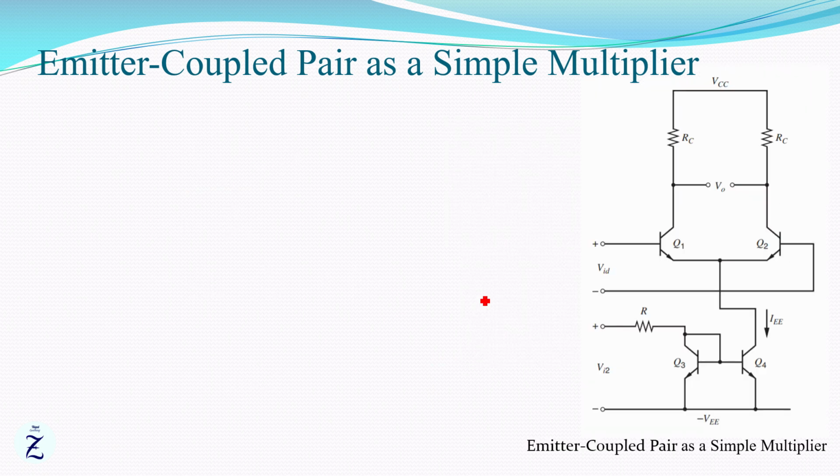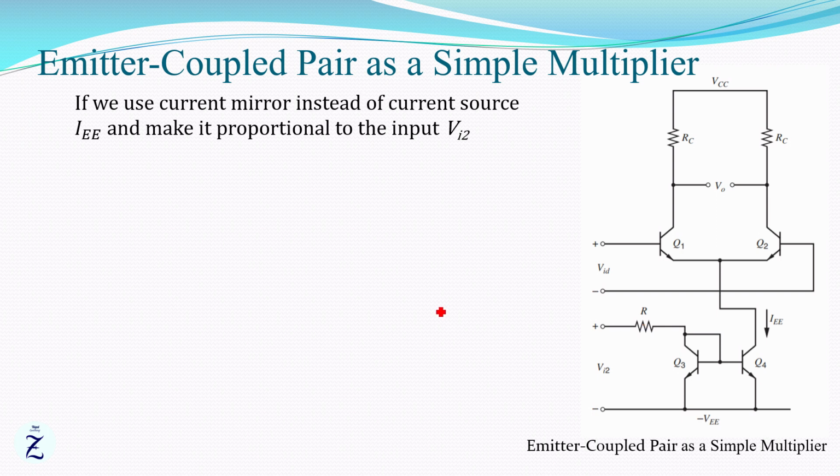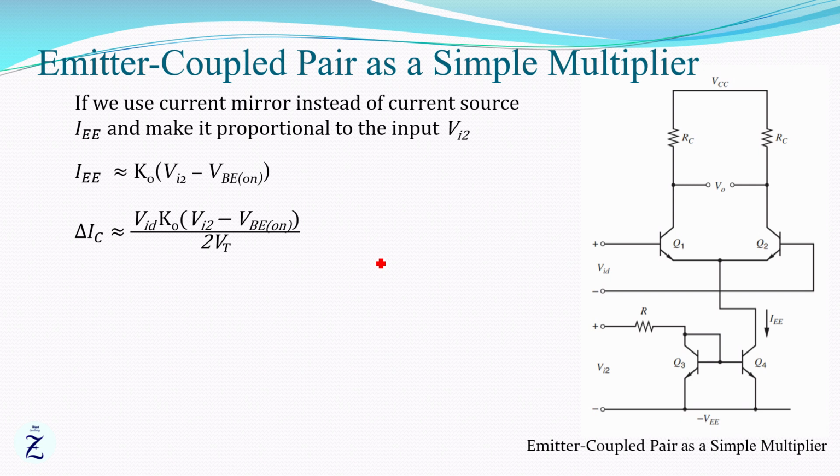If we use a current mirror instead of that current source IEE and make the current proportional to another input VI2, look at the circuit. Here IEE is almost equal to K0 into VI2 minus VBE on. Apply this current in the change in collector current equation, then delta IC is equal to VID into K0 into VI2 minus VBE on divided by 2VT.